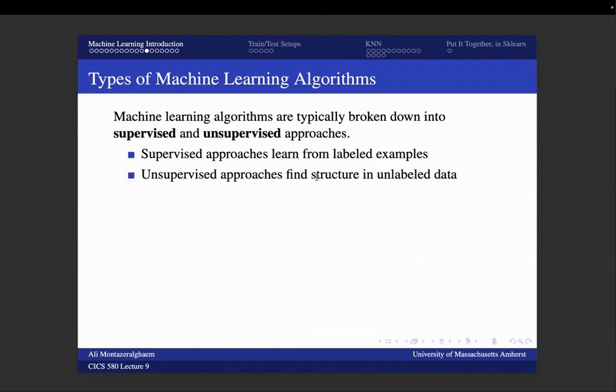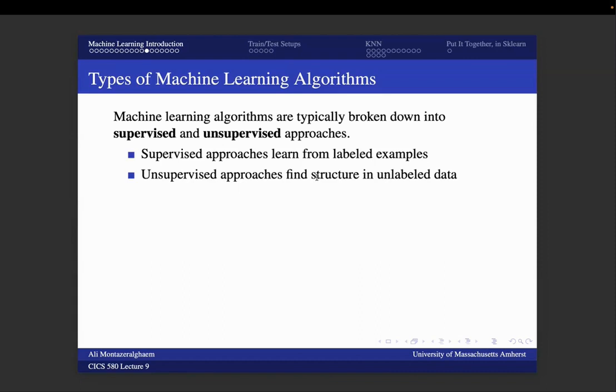So we have two types of machine learning algorithm. The first one is supervised, and the second one is unsupervised. I want to describe the difference between these two types. In supervised learning, we have some labeled data. I mean, we have a data point and we have a label for that data point. For example, we have an image and we know that the label of the image is cat or duck or something like this.